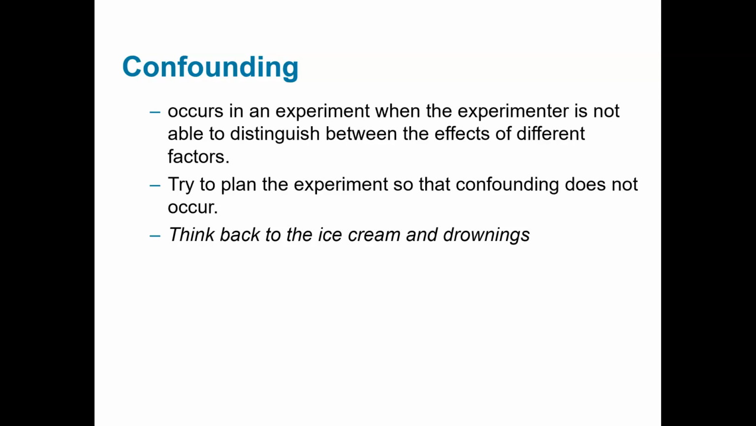Confounding occurs in an experiment when the experimenter is not able to distinguish between the effects of different factors. So trying to plan the experiment so that confounding does not occur is really important. So if we think back to the ice cream and drownings, there's something we don't understand that's going on here. We're not able to distinguish what is having an impact on another.